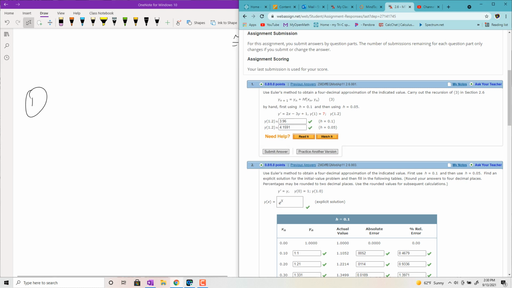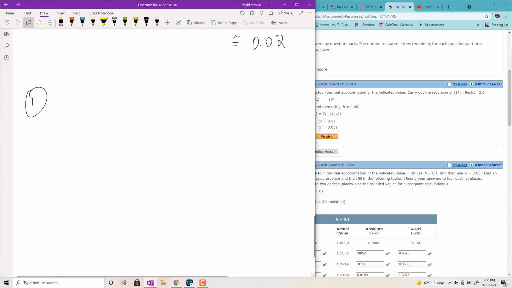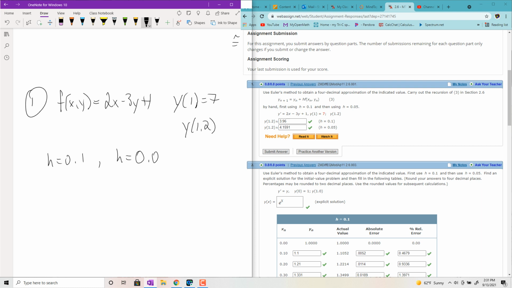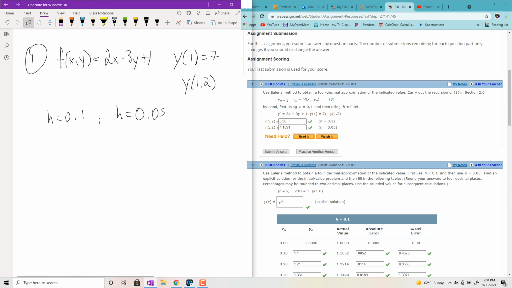So let's use this in this first problem. We'll do one by hand, and then I'll show you some calculators. Okay, so our f of x, y, our differential equation, in this case is 2x minus 3y plus 1. Our starting place is going to be 1, 7. And we're trying to figure out what y of 1.2 is. At first, they want you to try h equals 0.1, and then they want you to try h equals 0.05. So I'll do the 0.1.